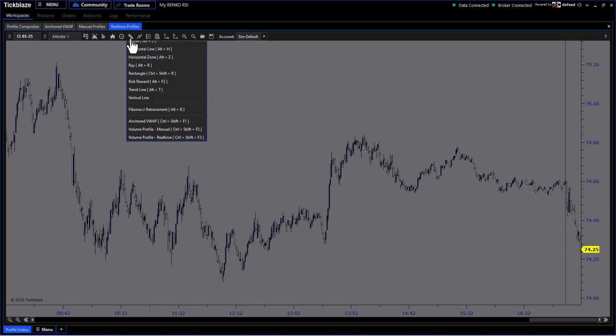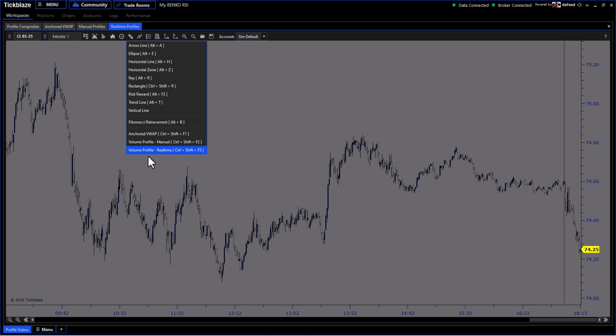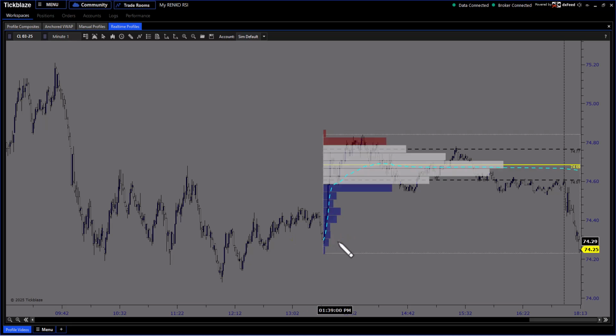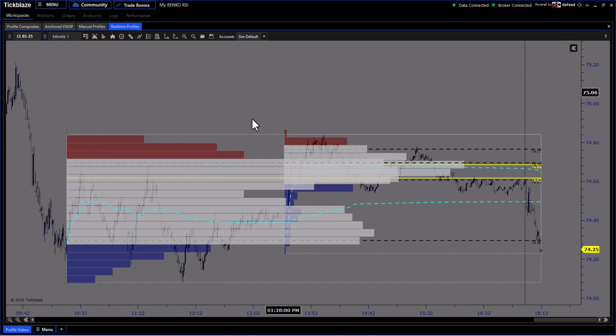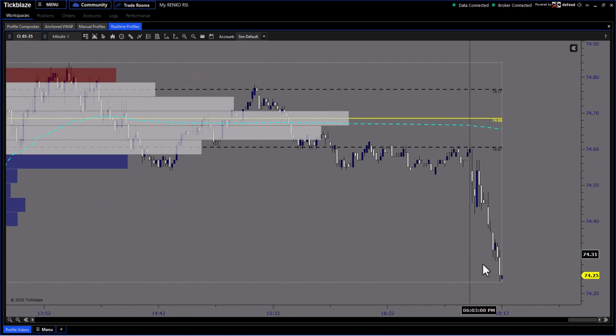Now, the real-time profiles are also a part of the drawing tool functions inside of TickBlaze. And depending on the time of day you're trading, it could be fast or it could be slow. But when you click on the real-time profile and you click a point in time, it's going to calculate the data and update all the way to the current bar. So whichever bar you click on, it's going to update the auction to the current bar. And every time the market updates, it's going to update the profile.